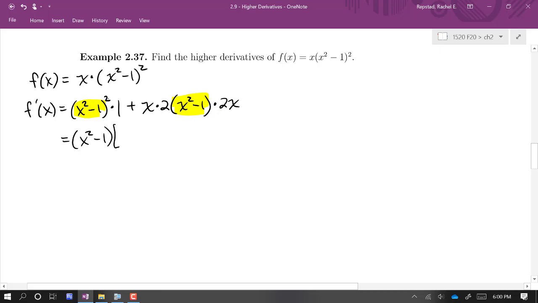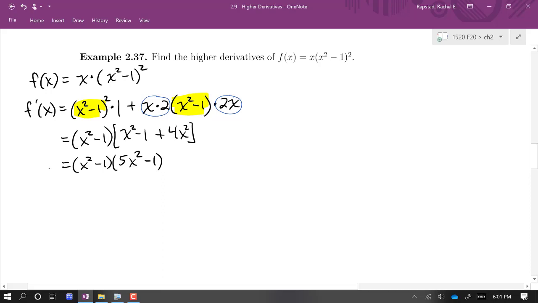And when we do that, what's left inside is x squared minus 1 to the first plus, let's see, we need 2 times x times 2x, that would be a 4x squared. So x squared minus 1 times 5x squared minus 1. So this is the first derivative.